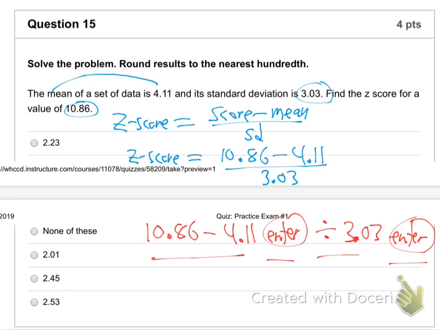So I'm getting 2.22? 2.23. Oh, yeah, you're right. It rounds to 2.23, so it's right there. Good on that?